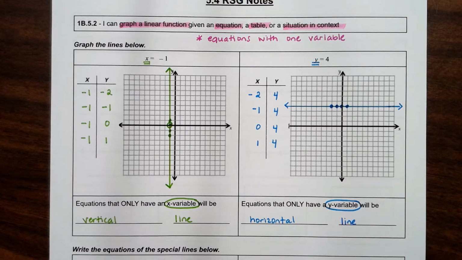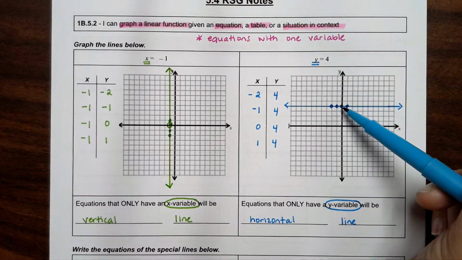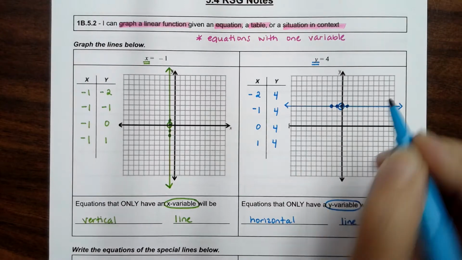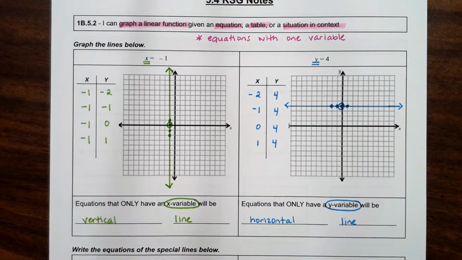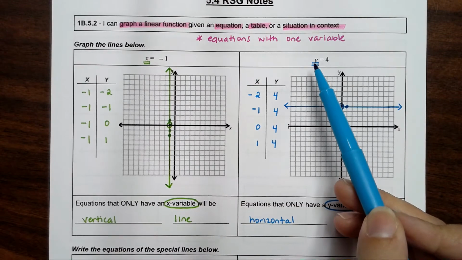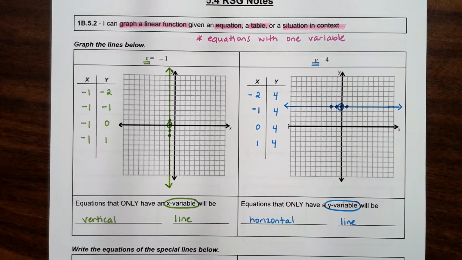Now let's look at the location of that horizontal line. So this horizontal line is up 4 spaces above the x-axis. This is the point where the y value is 4. So this tells me to draw a horizontal line, because the only variable is y, through the place on the graph where the y value is 4.